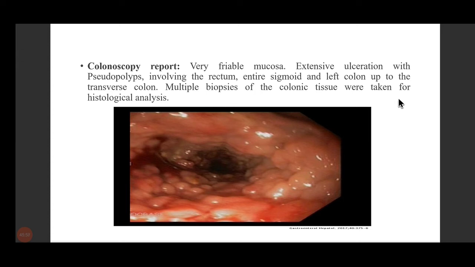Diagnosis, anything, any diagnosis you can think of. Pseudopolyps, ulcers, guys, diagnosis. Chalo, next slide.